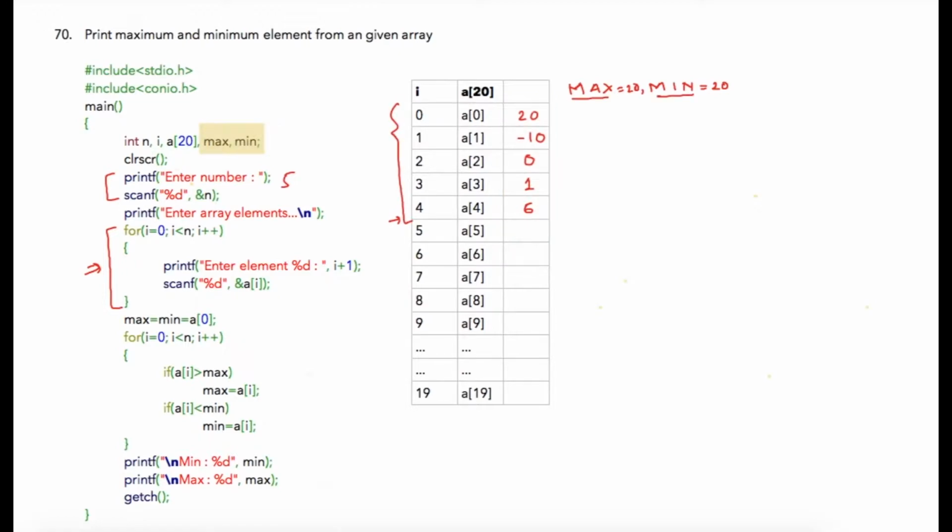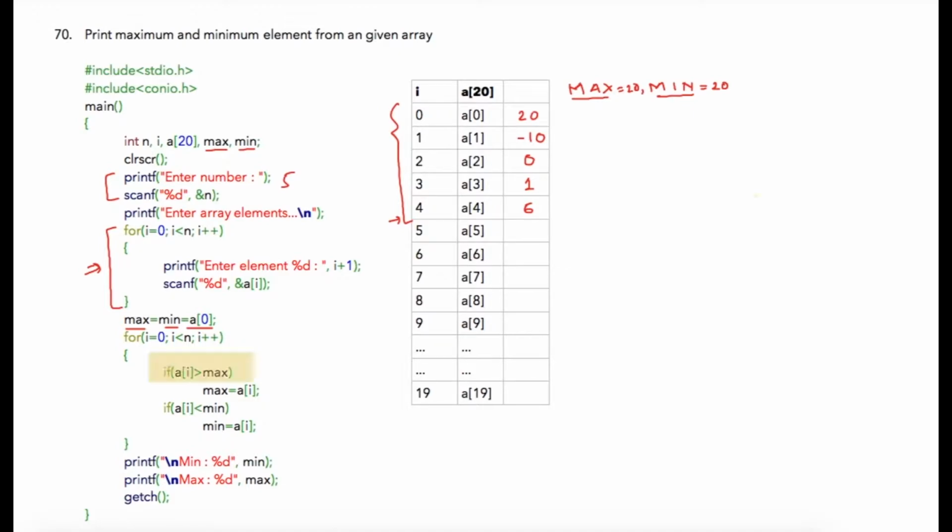We are using these additional two variables, max and min, and once the values are entered by the user for all the array elements, we are going to initialize max and min to the first array element. So I'm initializing max and min with 20, because a of 0 was entered as 20. After that, for each iteration, we need to compare the values of all the array elements with max and min so that we get the maximum and minimum element. How can we do that?